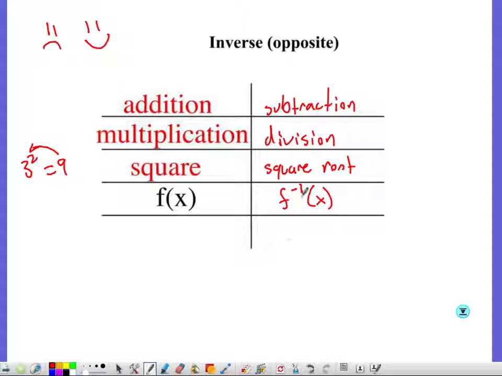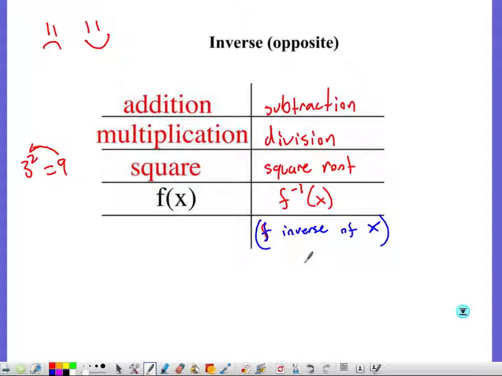Now, it's very important that you say this correctly, and I'll write it down. And I had you guys write that down in your notes. F inverse of x. So basically inverse means the opposite. F inverse of x. So say this correctly. I will always correct you if you say that wrong. So F inverse of x.